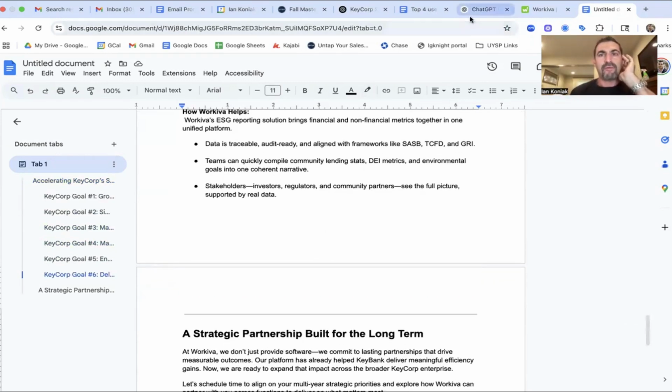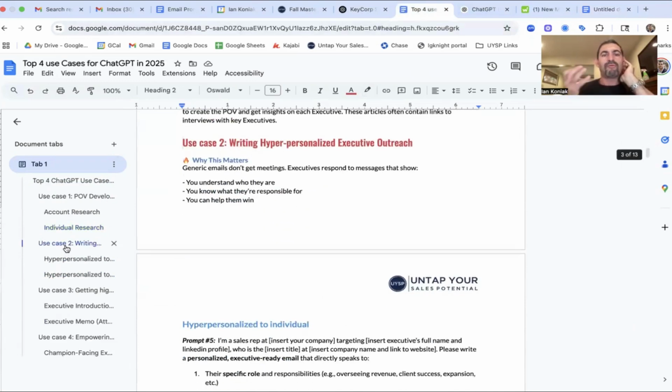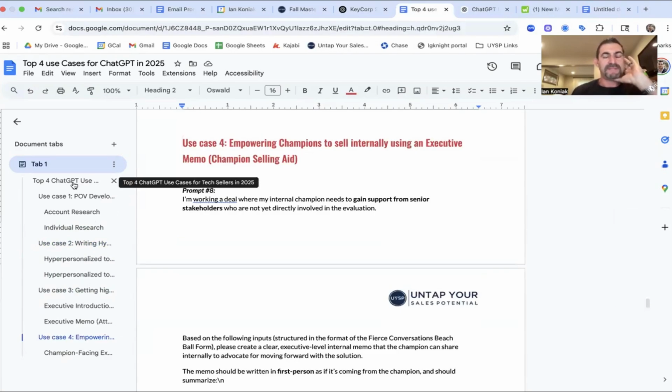Now, the rest of the prompts here, I'm going to give you guys, but ultimately the next prompt is about writing the hyper-personalized emails and communicating this in a really succinct, powerful manner. So that's use case 2: getting higher up in the existing accounts and empowering champions to sell internally.